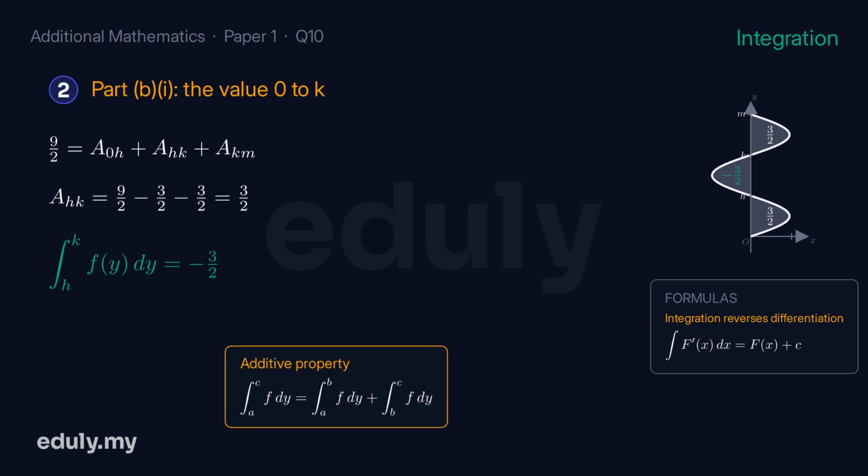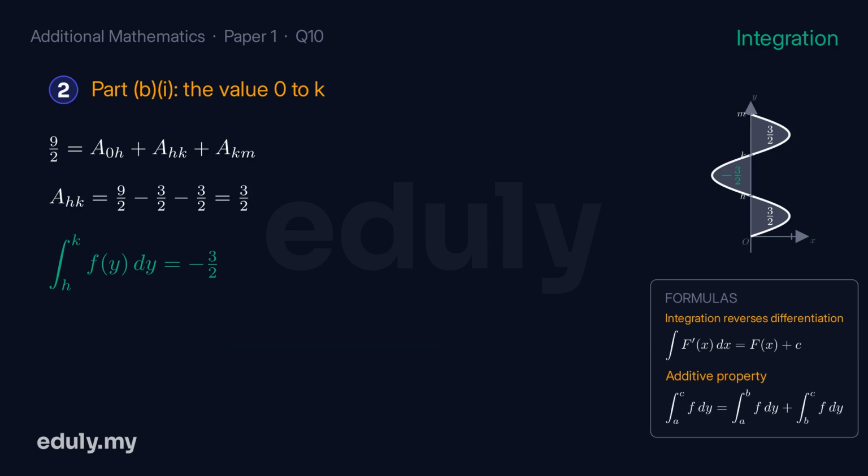Now we use the rule that an integral splits at any in-between point. From 0 to k is 0 to h plus h to k. They cancel, so the value is 0.